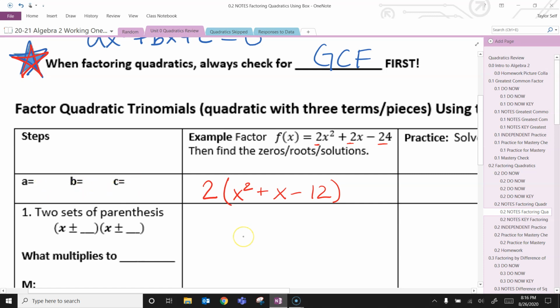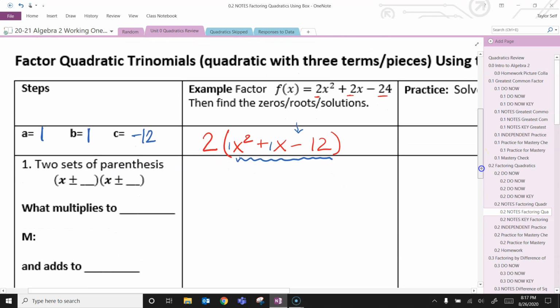Okay, cool. Now that we've written the GCF, we're going to do this step where we write A, B, and C. So what does A equal? Now that we're looking here, we're going to factor this thing. So what does A equal? 1. What does B equal? What number is on this x? 1. And then what does C equal? Don't forget to take the sign. Negative 12.